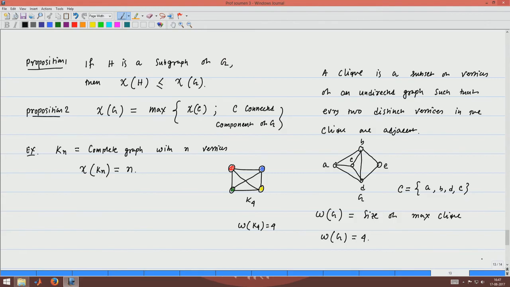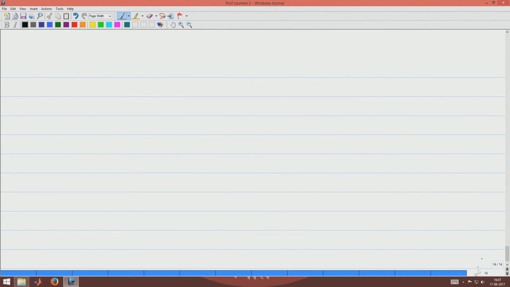Now, we talk about the lower bounds for chi of G.